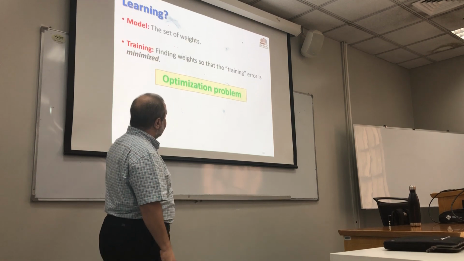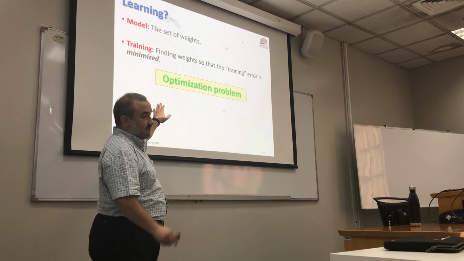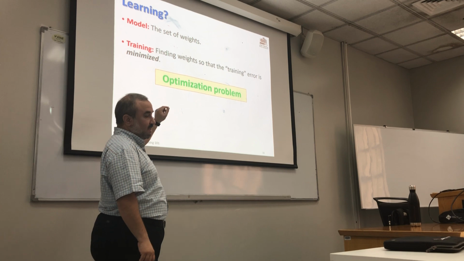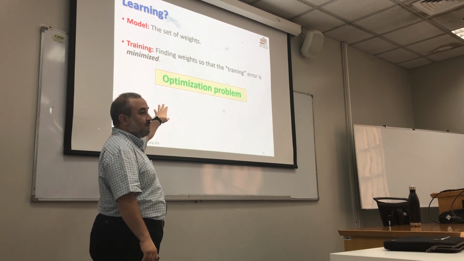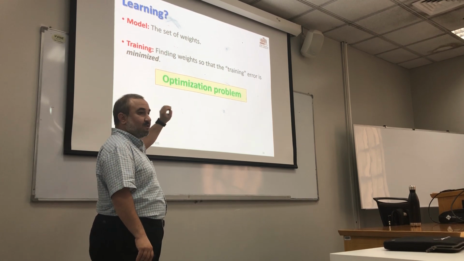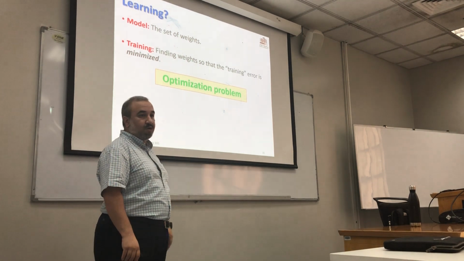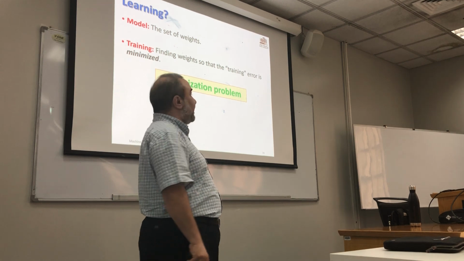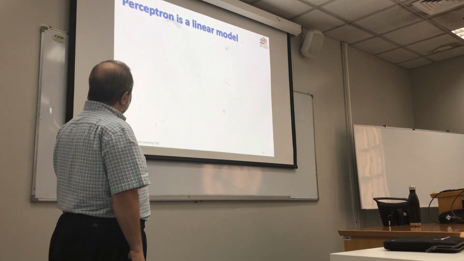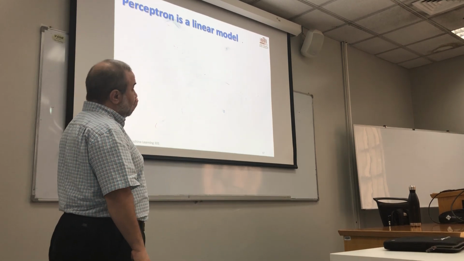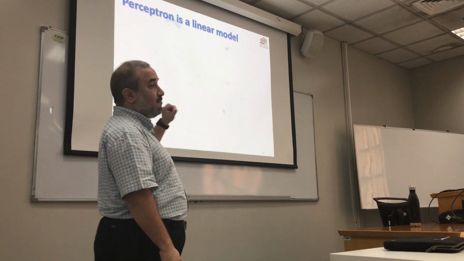Fine. And of course, we'll not get into detail here. This is beyond the scope of this workshop. It's just enough for me that you know that this is an optimization problem. So there are ways to solve this problem and thus get the weights that we want, given that we have some training data. Now, it turned out that perceptron is a linear model.